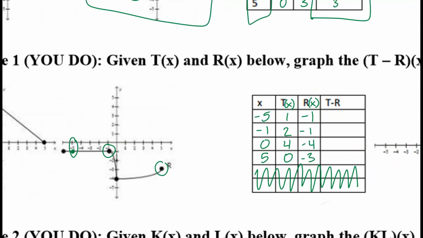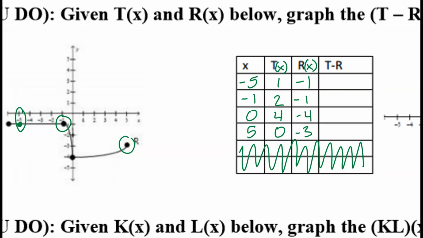You're welcome. And then I can quickly just show you, if you want, the subtraction. You just have to remember it's 1 minus negative 1, which is actually a 2. Because minus negative 1 makes that a plus 1. Same thing here. 2 minus negative 1, that makes it a 3. 4 minus negative 4 is an 8. 0 minus negative 3 is a 3.